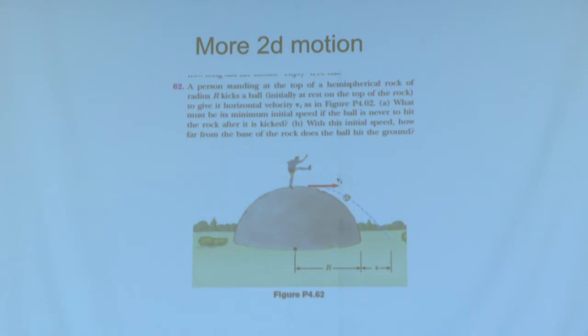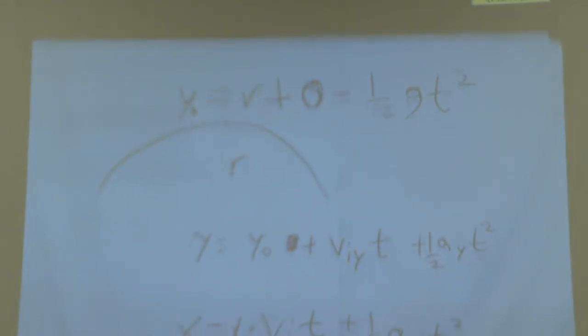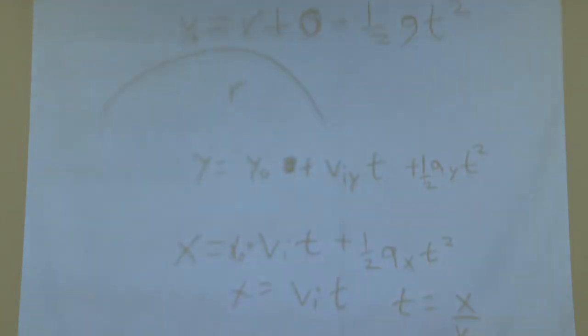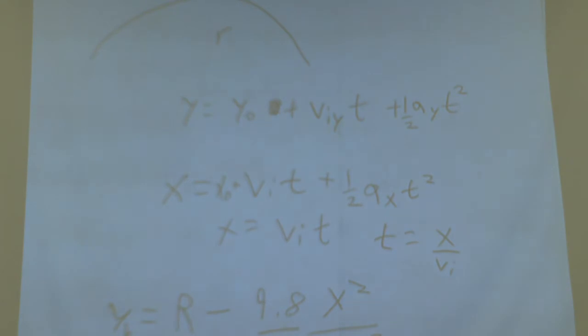I'm switching to the document camera now. So once again, I started with a diagram. I noticed that my rock resembles a circle. I have the kinematics formula for the y direction. It has an initial position, no initial velocity in the y direction, and an acceleration caused by gravity. And in the x direction, it has no initial position and no acceleration, only a velocity, vi.